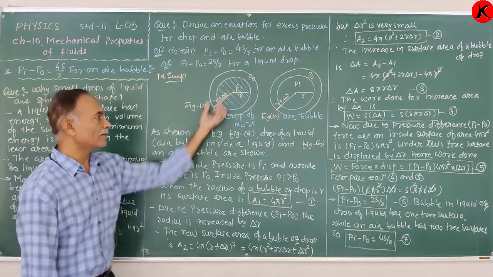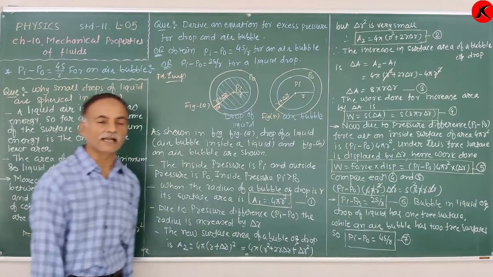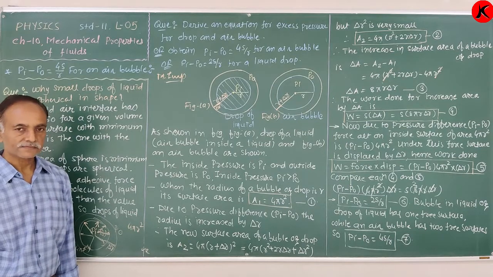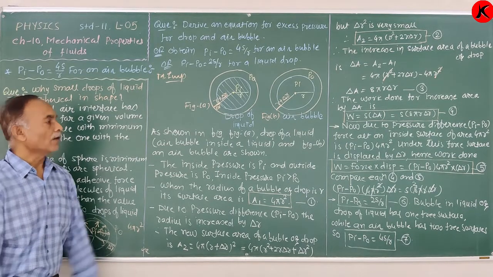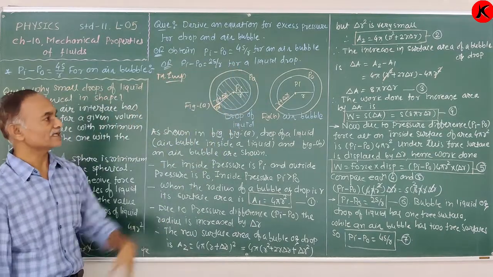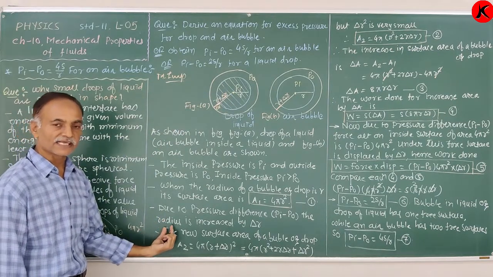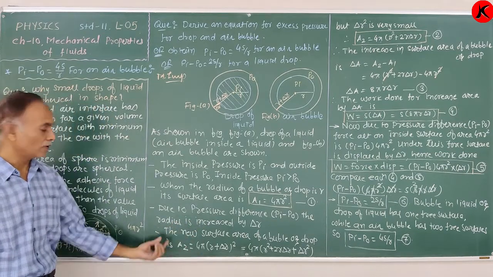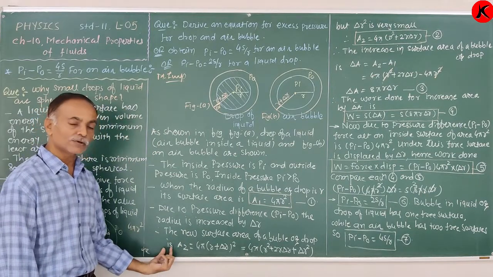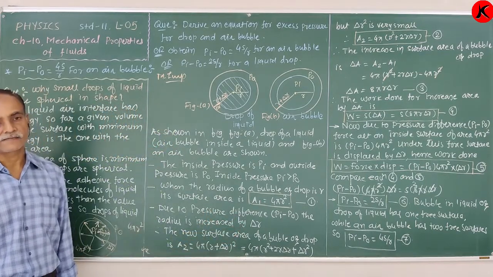Now, when the radius of the drop or the bubble is R, its surface area A1 is equal to 4 pi R square, equation 1. Now, due to the pressure difference, since the inside pressure is more than the outside pressure, the pressure difference is Pi minus Po. Due to the pressure difference, the radius is increased by delta R. Therefore, the new surface area of the bubble or the liquid drop is A2 is equal to 4 pi into bracket R plus delta R whole square.